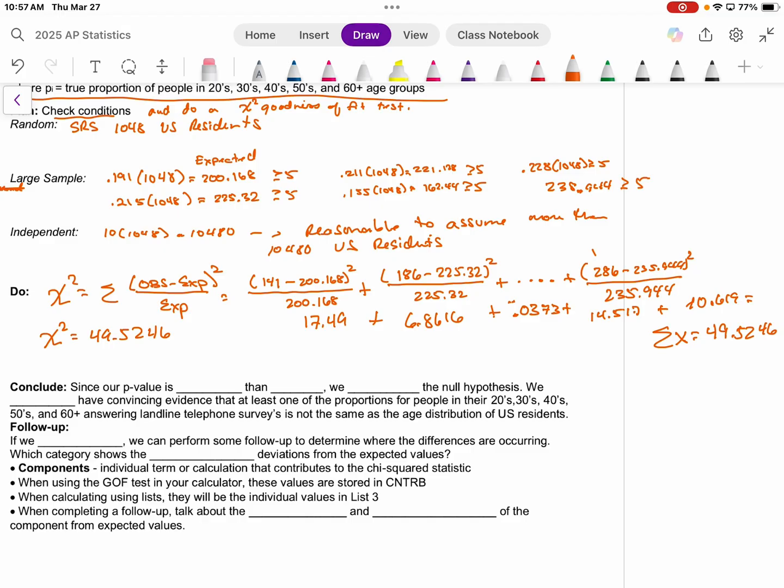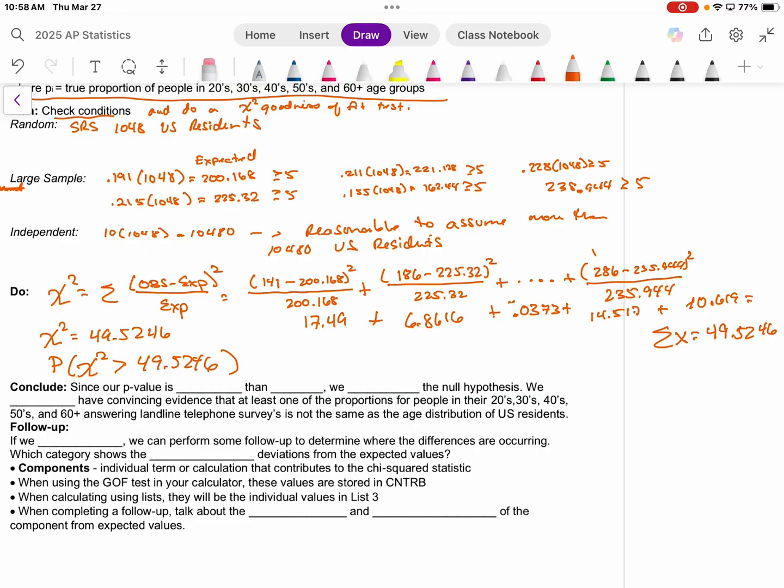Now I'm ready to find the p-value. So what is the probability that my chi-squared statistic is greater than that number there? Did anybody else get 49.5246? Did anybody get something different? Just making sure I didn't have happy fingers. Okay. You all stayed silent, so I'm assuming you did.